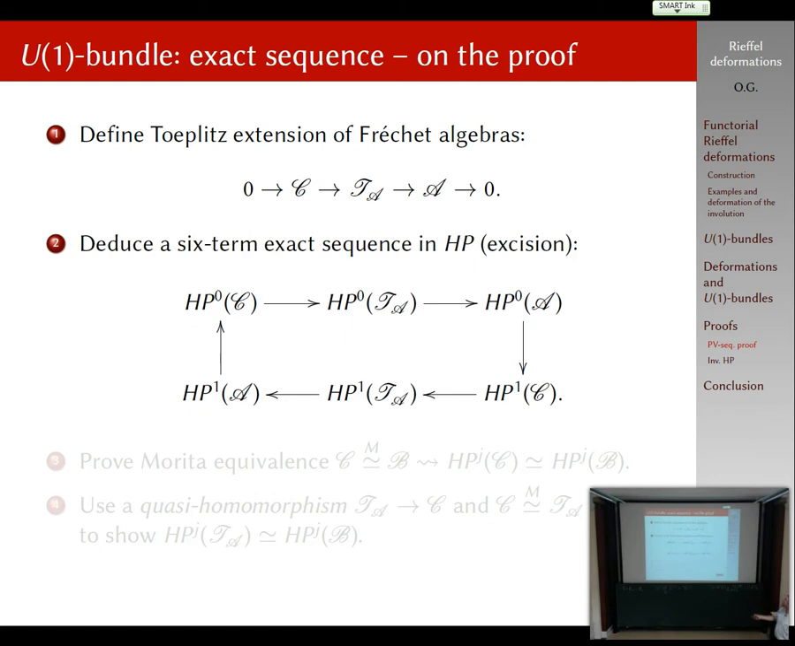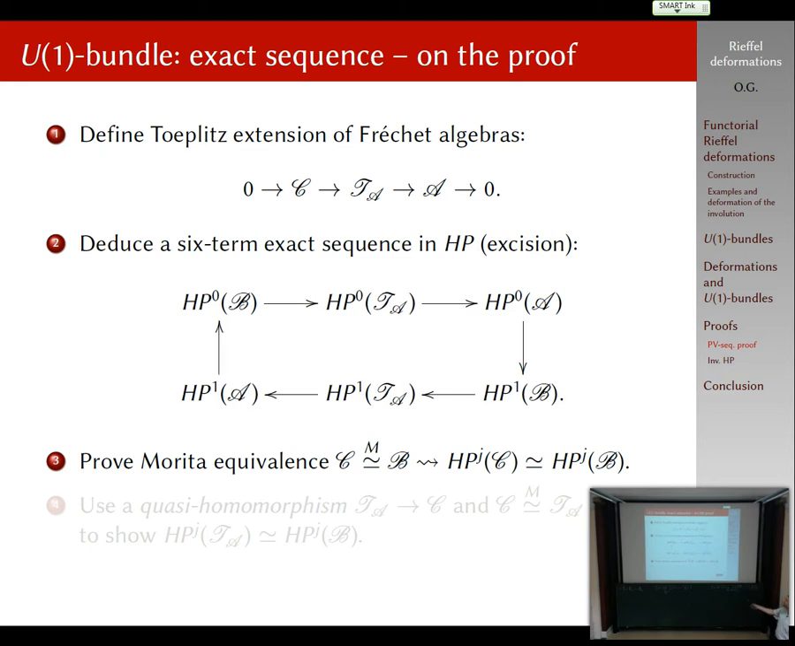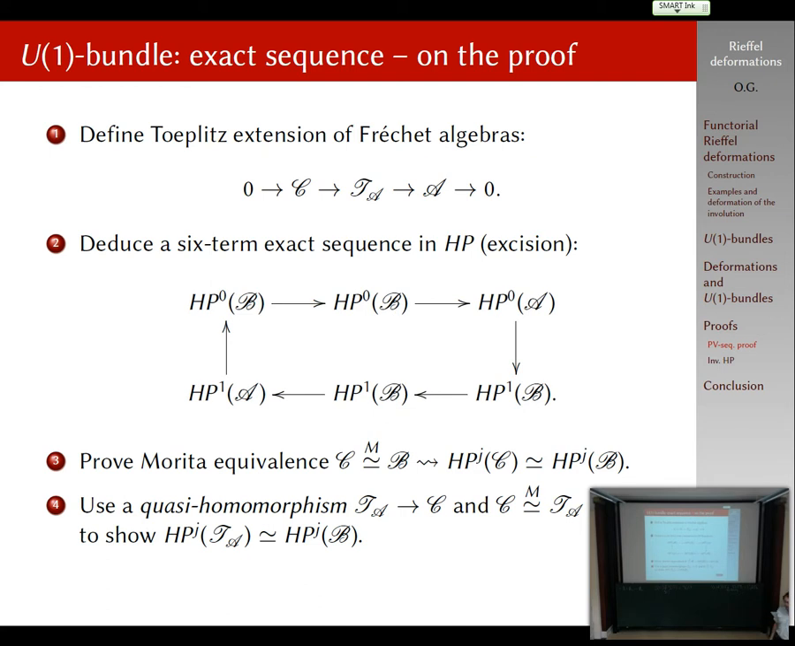Then, since you have this short exact sequence of Fréchet algebras, you can use excision to construct a six-term exact sequence of periodic cyclic cohomology. Then we just have to replace this and this one by B. And so that's what we do. We prove a Morita equivalence between this one and B. And then our sequence becomes this. And the second part is to use a quasi-homomorphism to say that this has the same periodic cyclic cohomology as B, and then you get your six-term exact sequence.